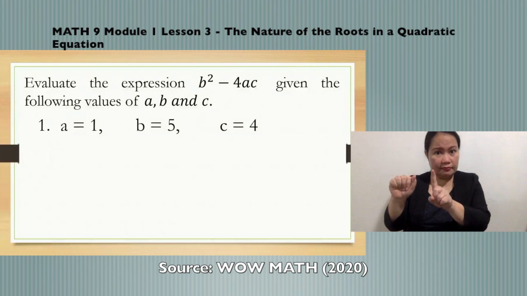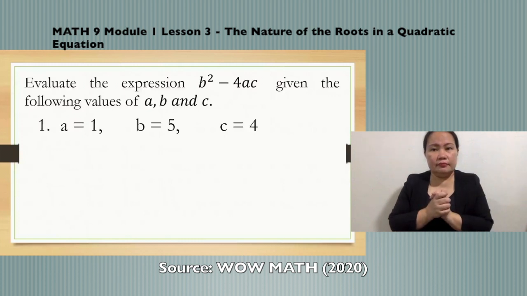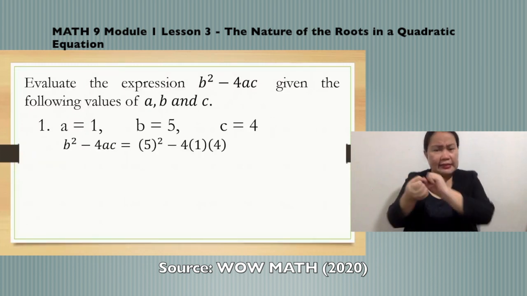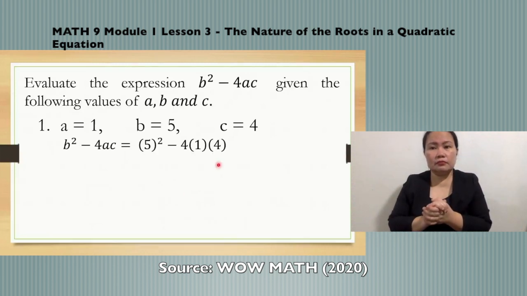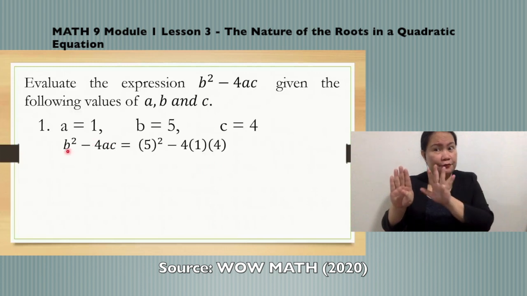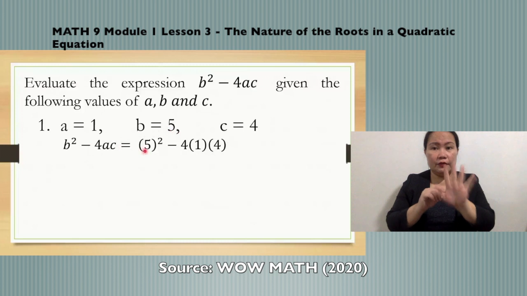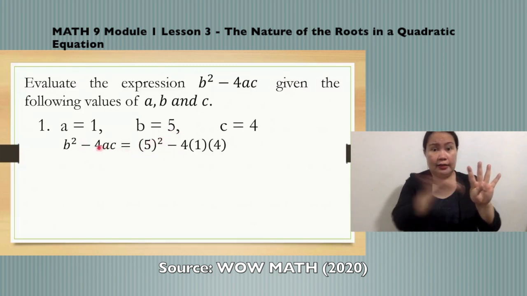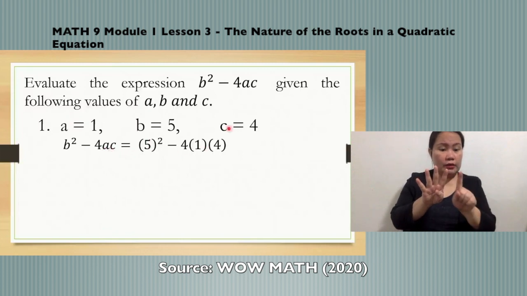So, I have here a is equal to 1, b is equal to 5, c is equal to 4. Alright, so let us substitute the values. So I have here b squared. Since our b is 5, we will have 5 squared minus 4, copy 4, that is our fixed value, and then our a is 1, and then c is 4.